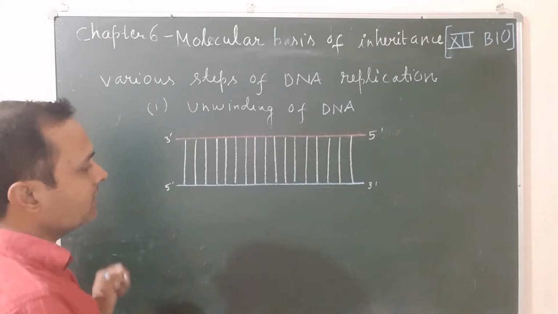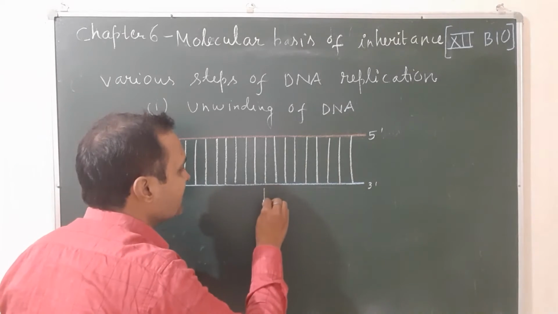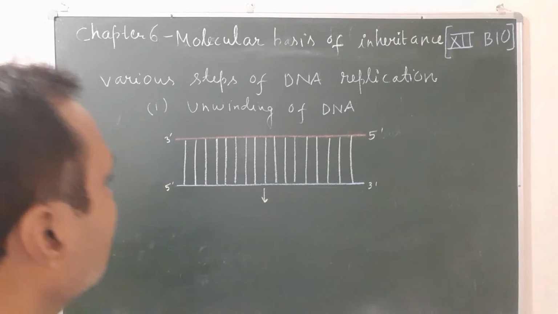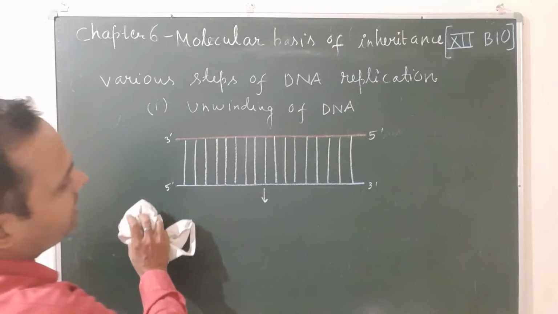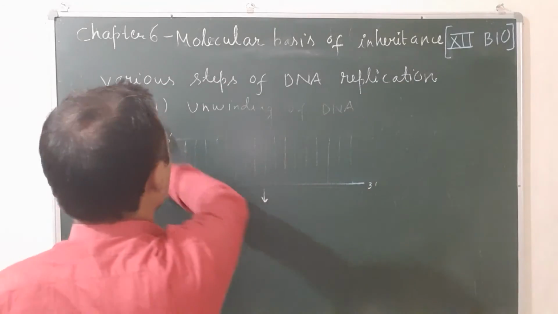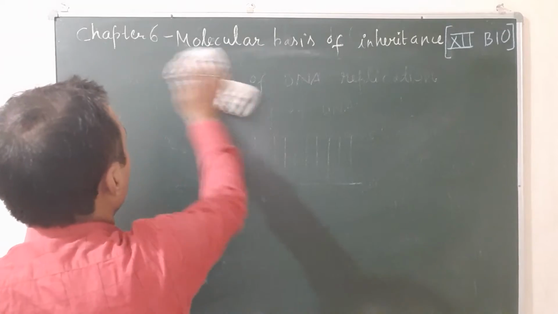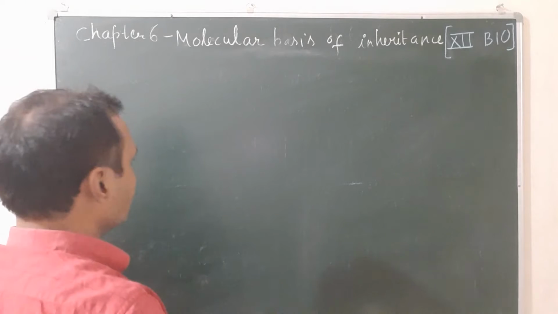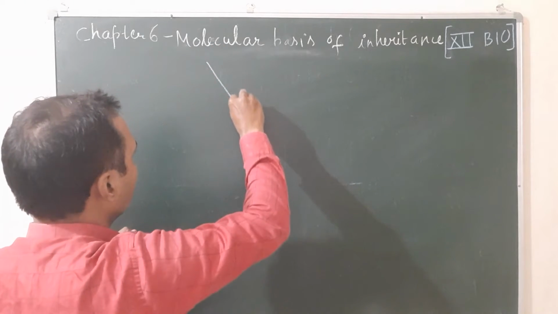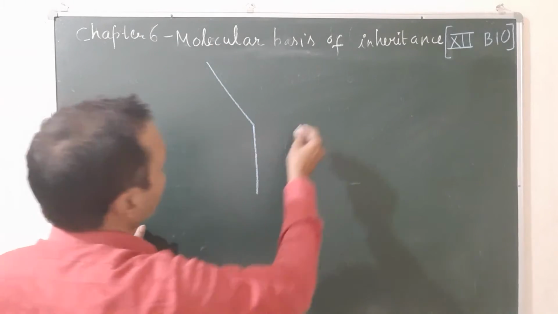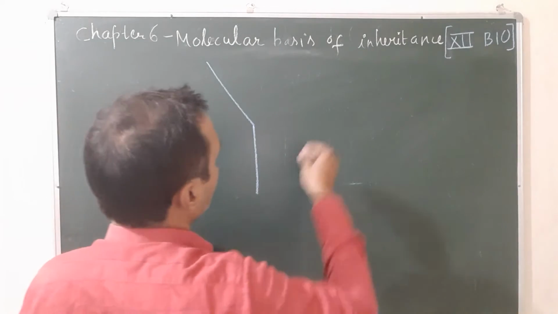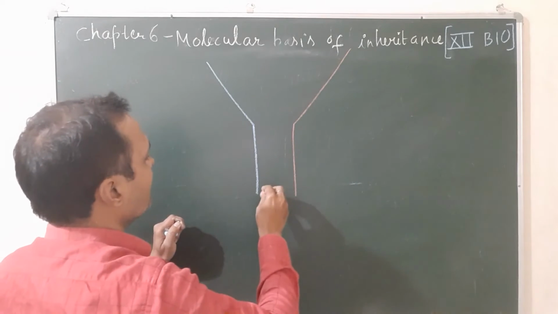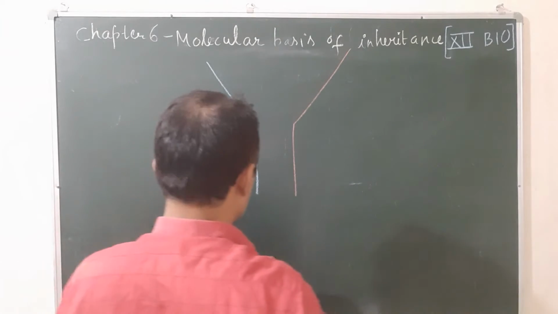During unwinding of DNA, it looks like a Y-shaped structure. It is known as the replication fork. So when unwinding of DNA takes place, it looks like a Y-shaped structure like this. This Y-shaped structure is known as the replication fork, where unwinding of DNA takes place.